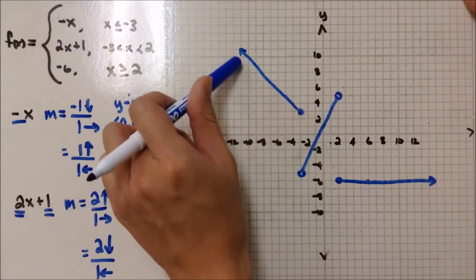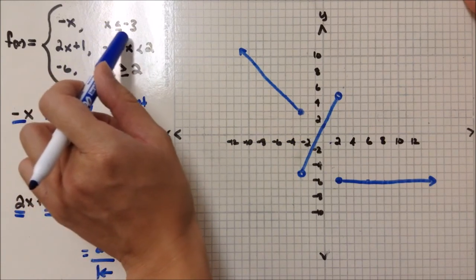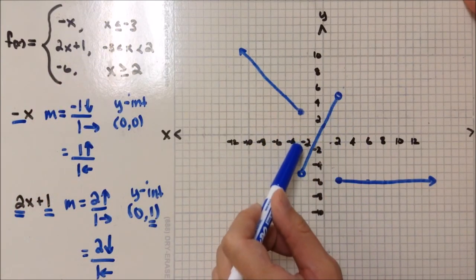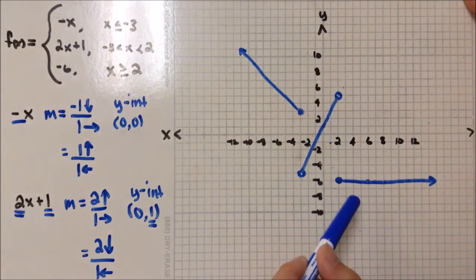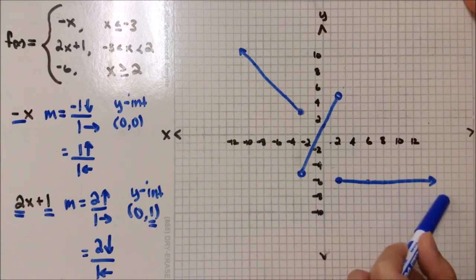So here's the graph for negative x from x less than or equal to negative 3. Here's the graph for 2x plus 1 between negative 3 and 2. And then here's the function negative 6 from x equals 2 and greater.